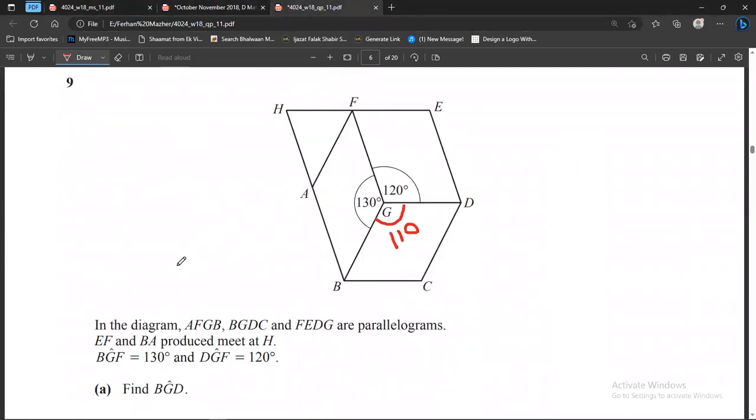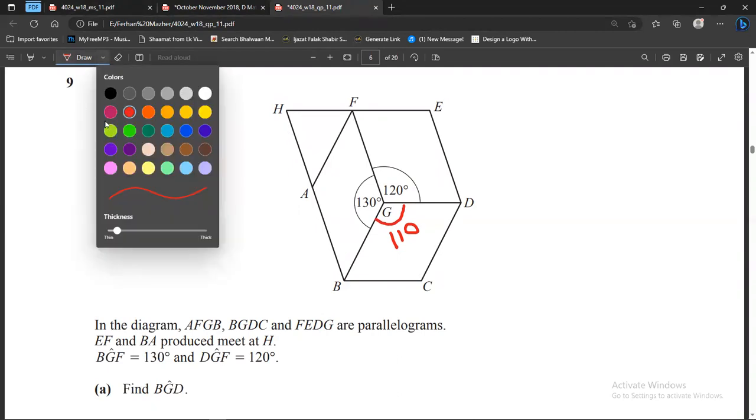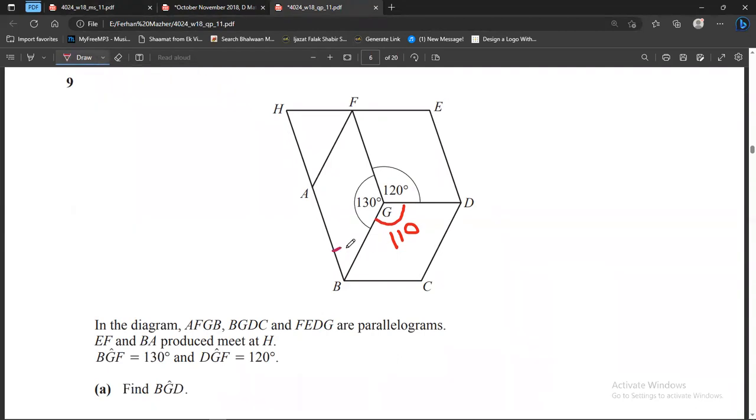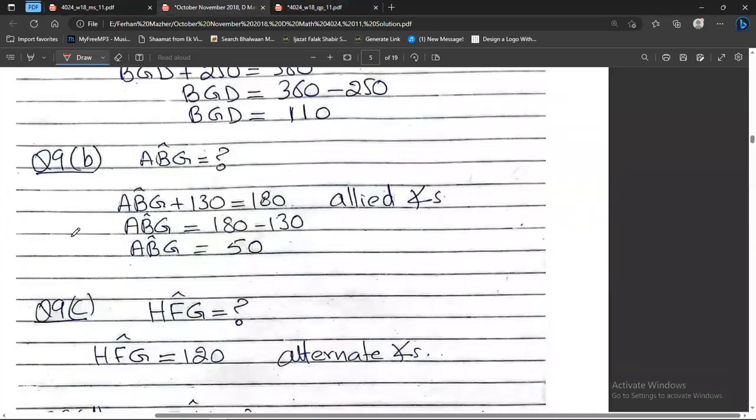Okay. So then their next question is ABG. Let me change the color. Okay. So the ABG is this angle. So they want me to find out this angle. If you look at here carefully, according to them, these are parallel lines. Because these are parallelograms, these 2 sides are parallel. So 130 and this angle, they are allied angles to each other. We also call them the interior angles of the parallel sides. And so the ABG, their sum will be equals to 180.